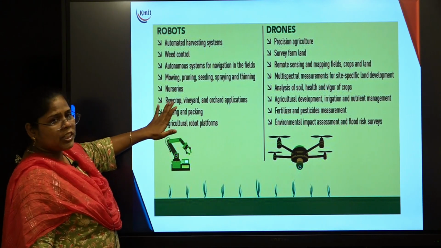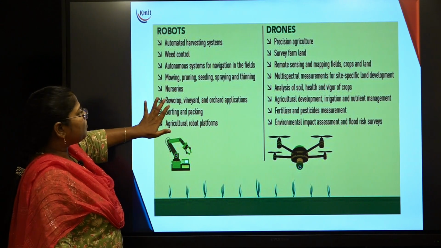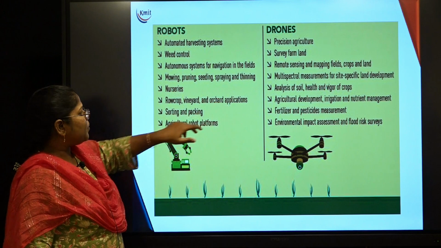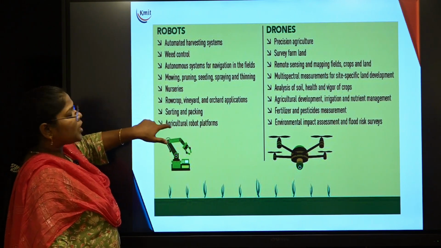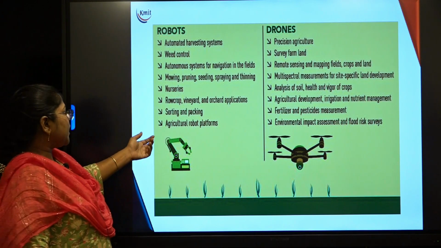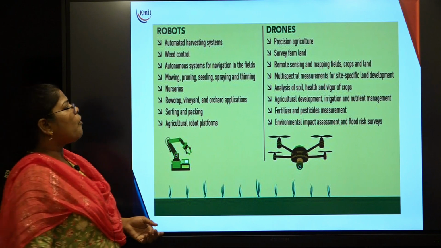Robots are used in nurseries directly connected to the farm. Robots can be used in row crop, vineyard, orchard applications, etc. Robots can also be used in sorting and packing applications. Robots can be used in agricultural farming.